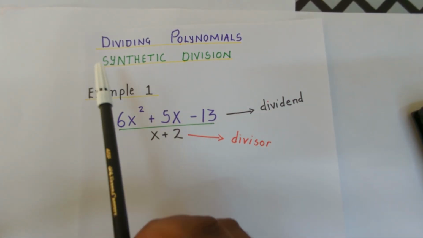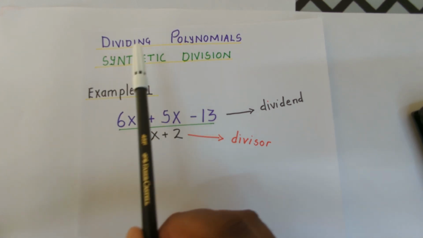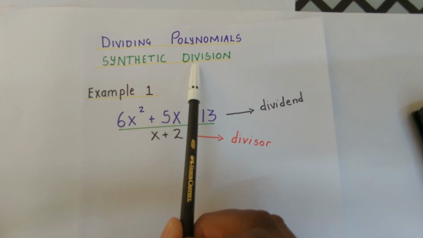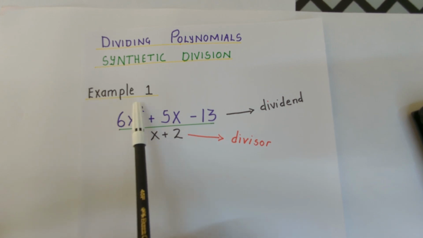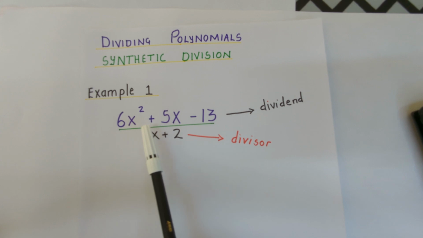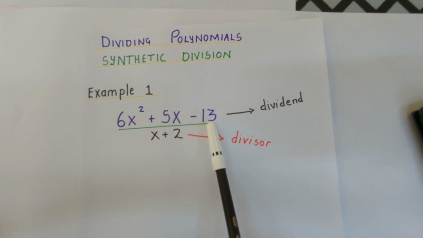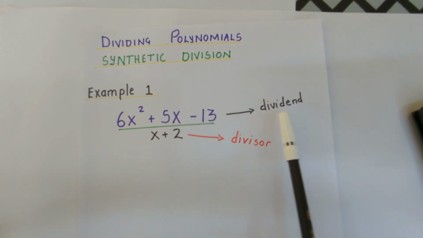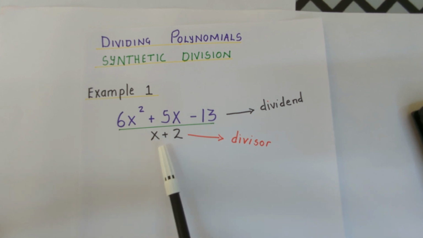In this video we are going to be talking about dividing polynomials using the synthetic division method. So let's look at our first example. In this example we are given 6x to the power 2 plus 5x minus 13, which is our dividend, being divided by x plus 2, which is our divisor.